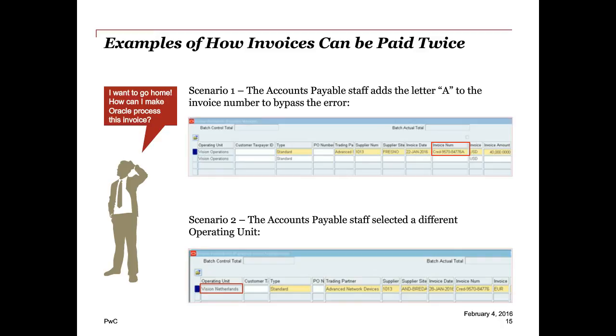In the second scenario, a similar thing happens. The clerk can't get the invoice to be processed, so they simply change the operating unit they're posting to. It changes from Vision Operations to the Netherlands. The invoice sails through.